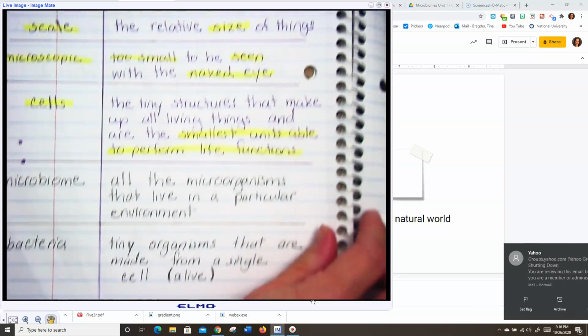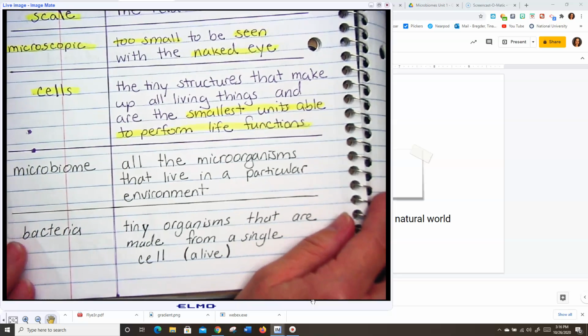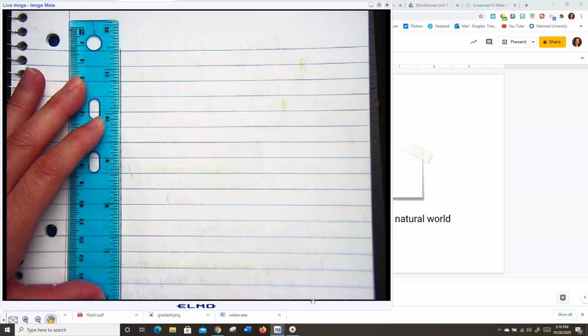So I ended my glossary with bacteria. I don't have any more room. If you have room on your glossary page, then go ahead and use it. But I don't have any more room, so I'm going to go to the next page. I'm going to do my 2-column notes here. And we have a couple of words to go over.